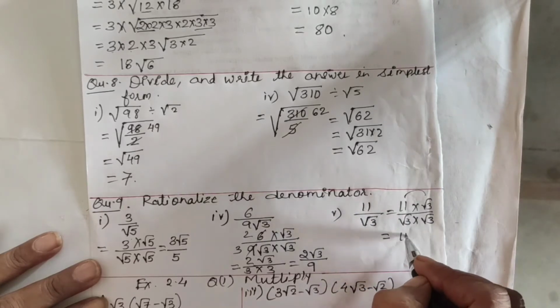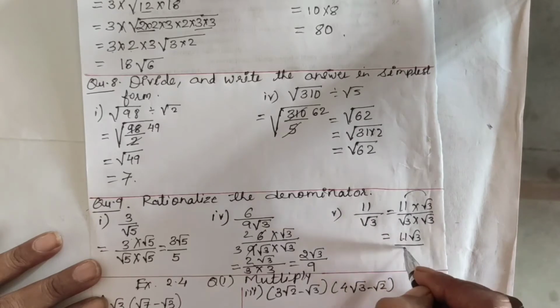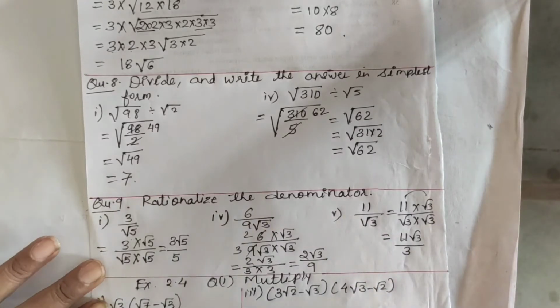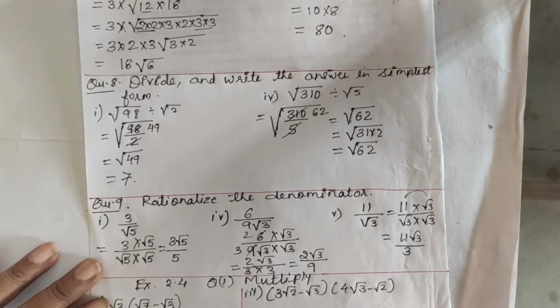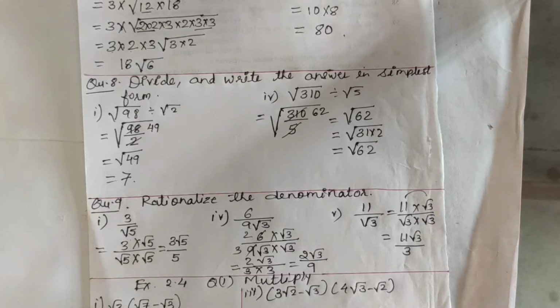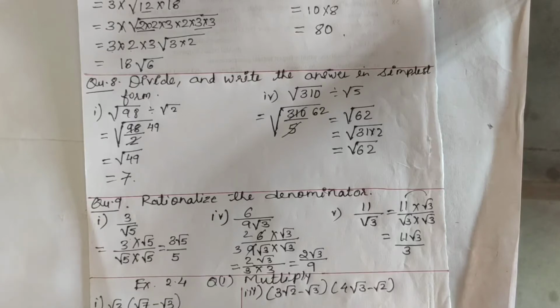Find the product of numerators and denominators. This is how to rationalize the denominator. Now children, let's study exercise 2.4. It's question number 1: multiply.